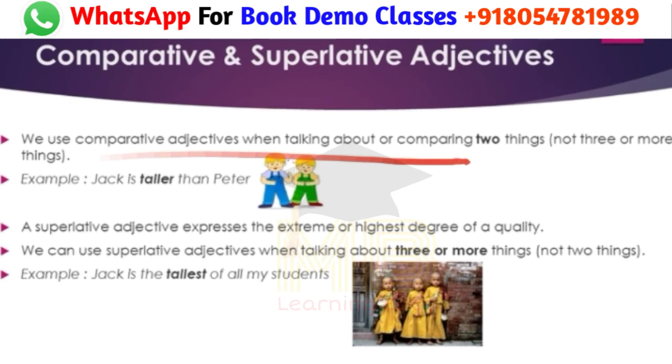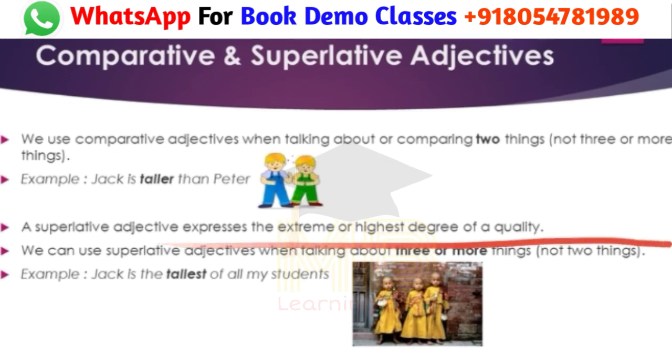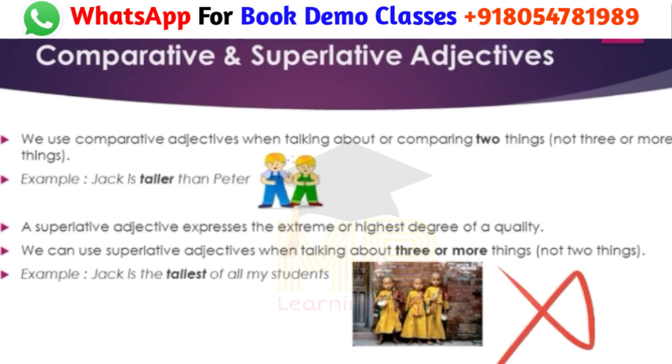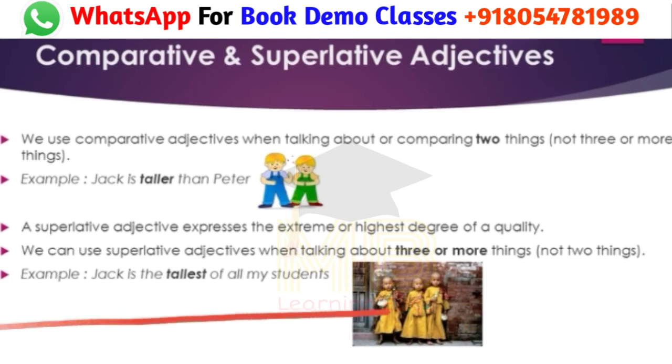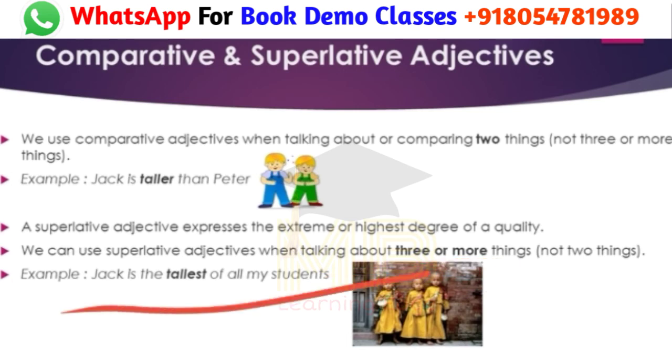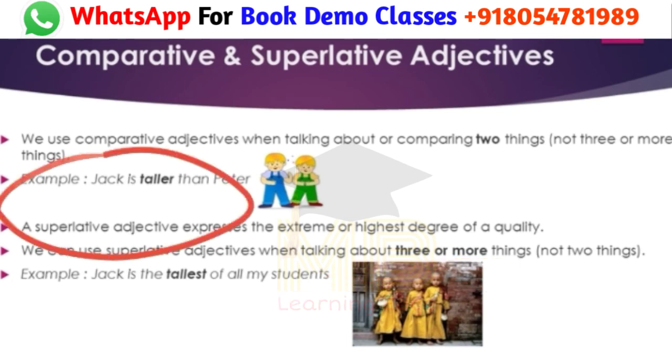Now when I talk about a superlative adjective, you're talking about the highest degree of a quality. So here you talk about more than two things, right? Not two things. When you say Jack is the tallest of all my students, so probably this guy is Jack, so he's the tallest amongst three people, or maybe even more than that. Like maybe you say that Jack is the tallest person of the class. So maybe a class is 30 students and Jack is the tallest person, right? So that becomes your superlative adjective.